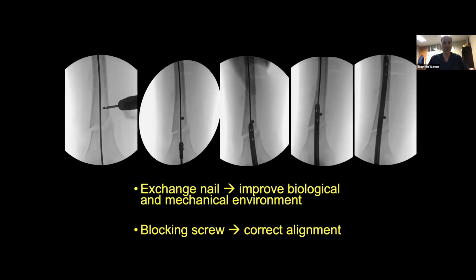And blocking screws are your friend with trying to correct these deformities in a percutaneous fashion, which can often be done in exchange nailing, again, which can be beneficial both from a biological as well as mechanical environment standpoint. I like the blocking screw on the proximal fragment in this case, Steve, based on the pre-op X-rays. That was smart. That's a subtle move.